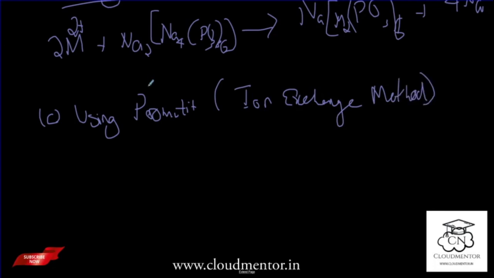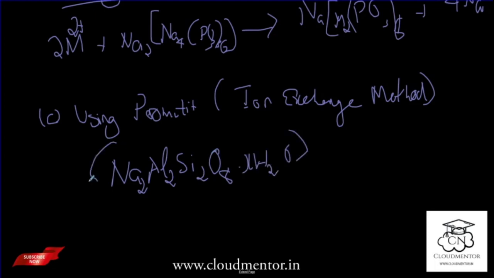Okay, when hard water is treated with the permutit, also called the zeolite or hydrated sodium aluminum silicate, I can show the formula: Na2Al2Si2O8·xH2O. This is the formula for zeolite or permutit, hydrated sodium aluminum silicate. The cations present in hard water are exchanged with Na+ ions here.